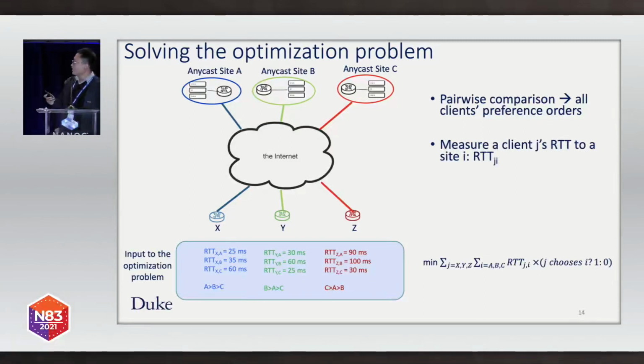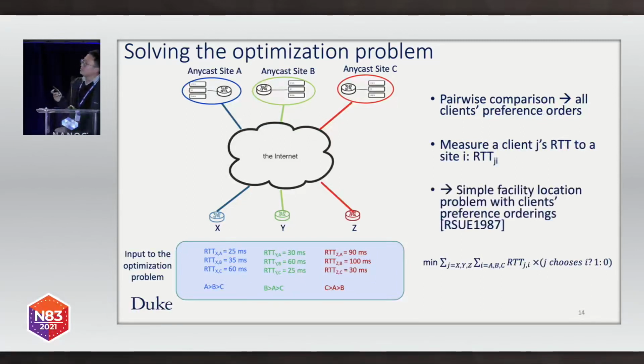So it turns out that this optimization problem is exactly the same as the simple facility location problem with client's preference order, which was proposed around 35 years ago. But this problem is proved to be NP-hard and does not have a consistent polynomial time approximation solution. But luckily, for this moderate scale infrastructure, like 15 Anycast sites, we can just solve this problem offline.